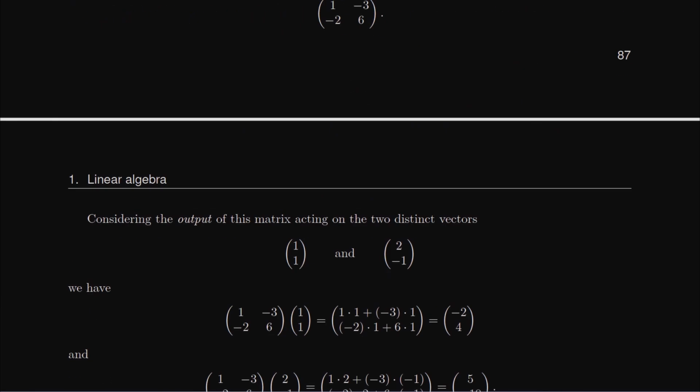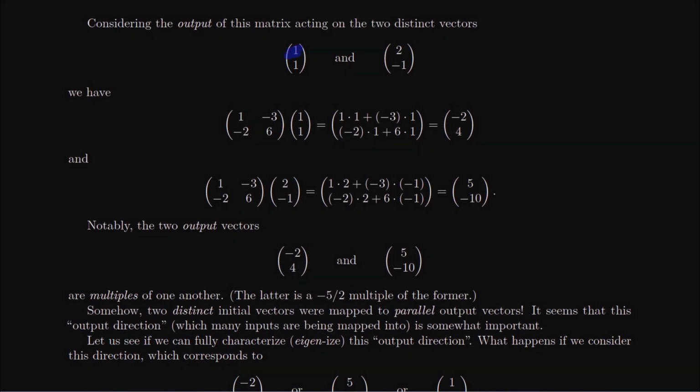And let's think about what it does maybe to 2 vectors, like 1, 1 and 2, negative 1. So if I just take this matrix, 1, negative 3, 2, 6, and act it on the vector 1, 1, it turns out the output is negative 2, 4. Meanwhile, if I take the same matrix and act it on 2, negative 1, you get the output 5, negative 10. Now, it may not seem like there's anything special about these 2 outputs, but it turns out that these 2 outputs are parallel.